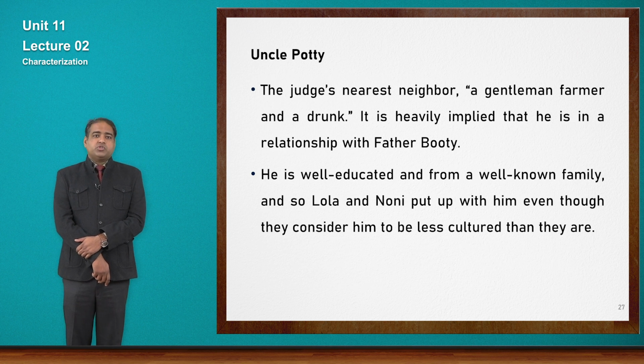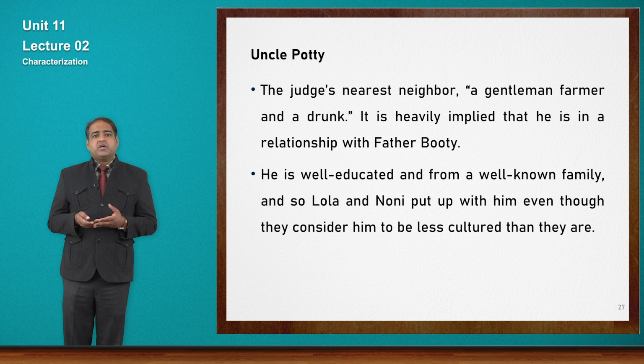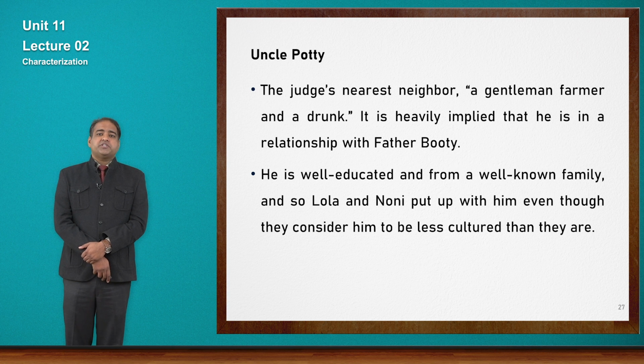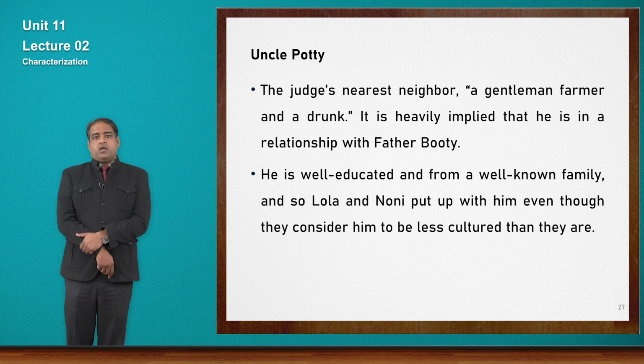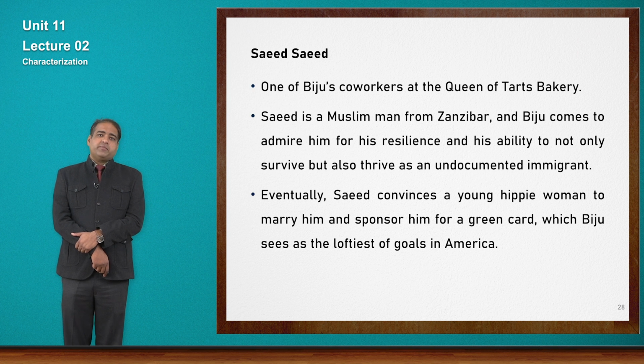We have another character whose name is Uncle Potty, the judge's nearest neighbor, a gentleman farmer and a drunk. So he was a farmer, and he always used to drink. It is heavily implied that he is in a relationship with Father Bhuti. He is well educated and from a well-known family, and so Lola and Noni put up with him even though they consider him to be less cultured than they are. So Lola and Noni used to talk to Uncle Potty, although they thought that Uncle Potty is not very cultured and not very civilized. We have another character in the story whose name is Saeed.